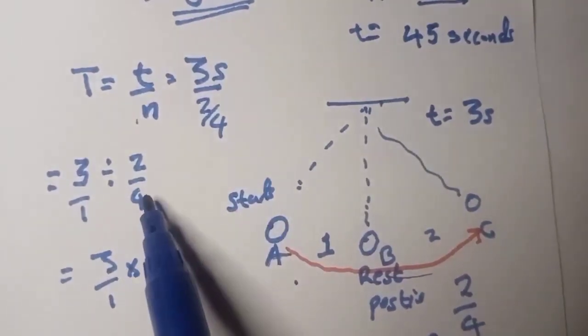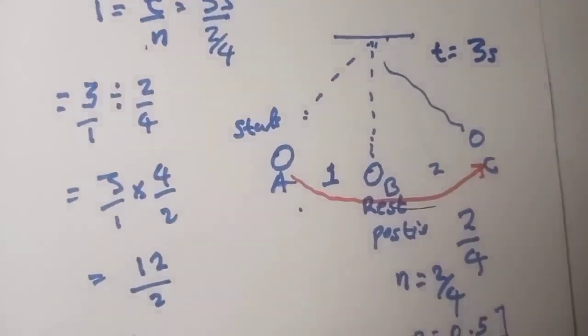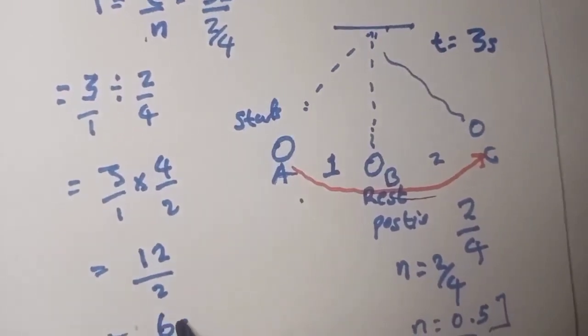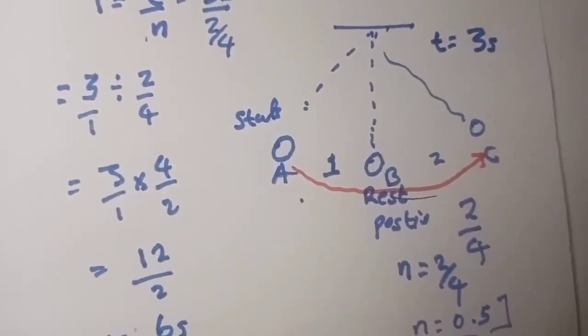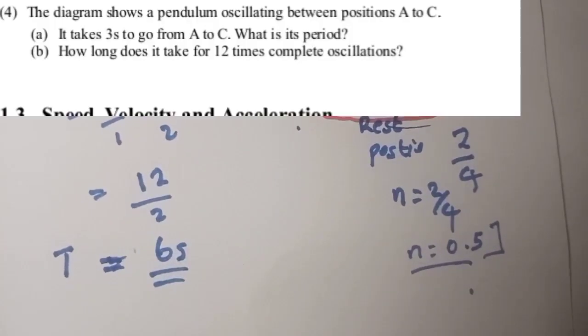So when the sign changes, according to fractions, these will swap. So this will be what? 12 over 2. And this now gives us 6 seconds. So the period is 6 seconds. Okay, the period is 6 seconds.